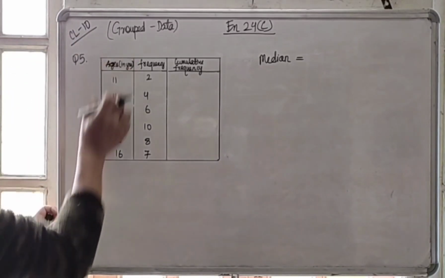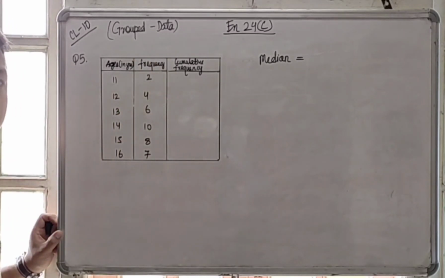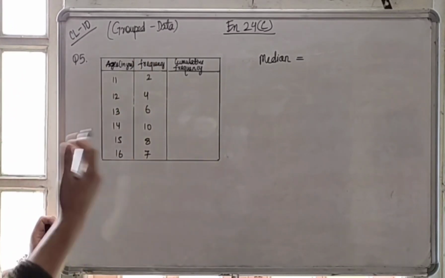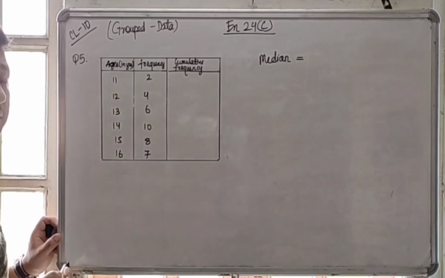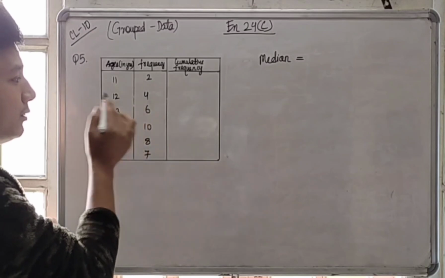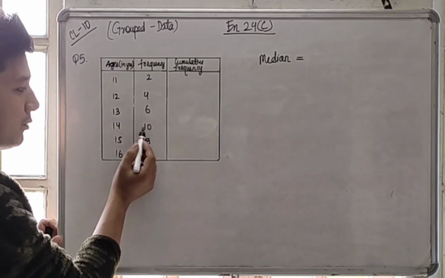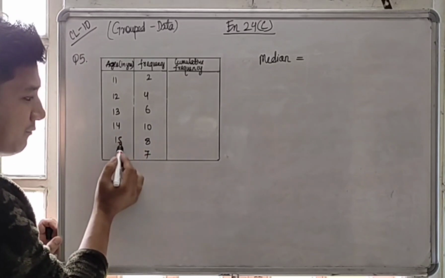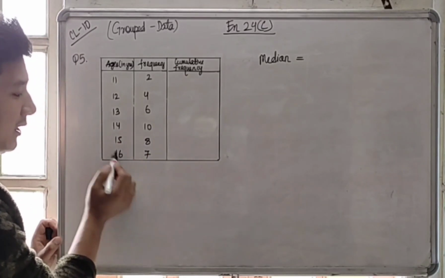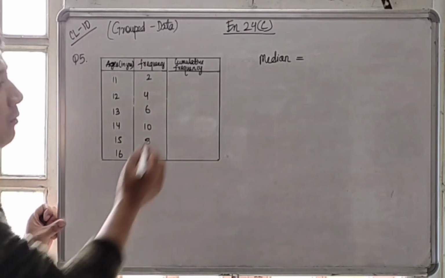The first column is for ages, the second column is for frequency. Frequency means the number of students, or the number of anything. So there are 2 students whose age is 11, 4 students whose age is 12, 6 students whose age is 13, 10 students whose age is 14, 8 students 15, and 7 students whose age is 16. So far, how many students? 37 students.